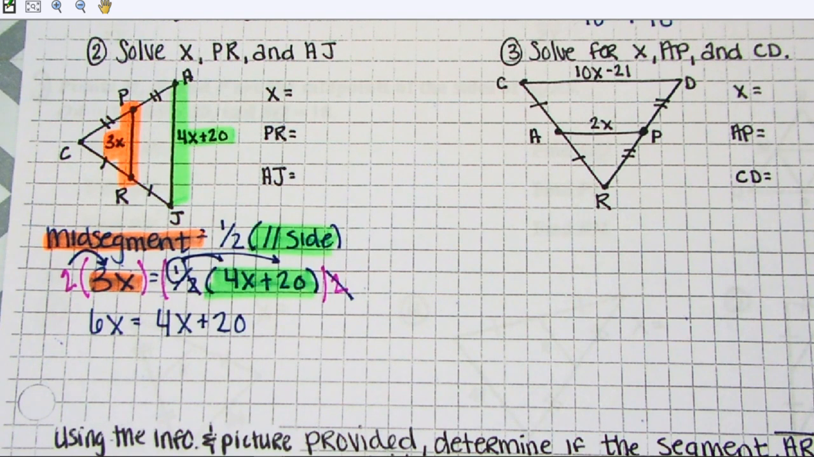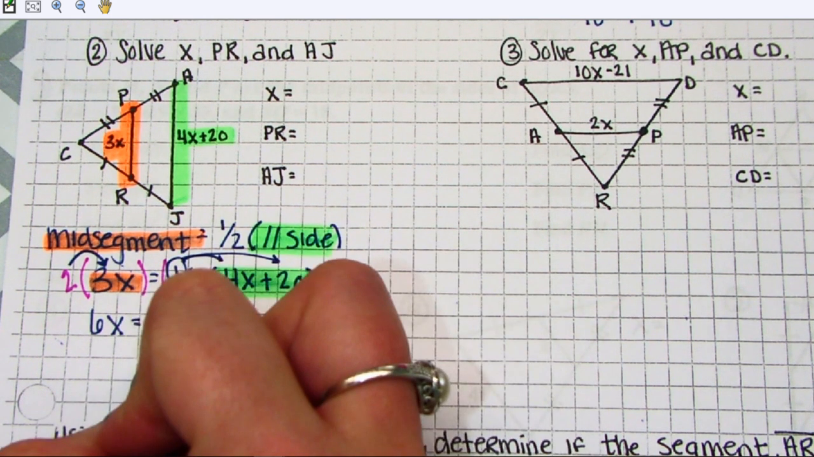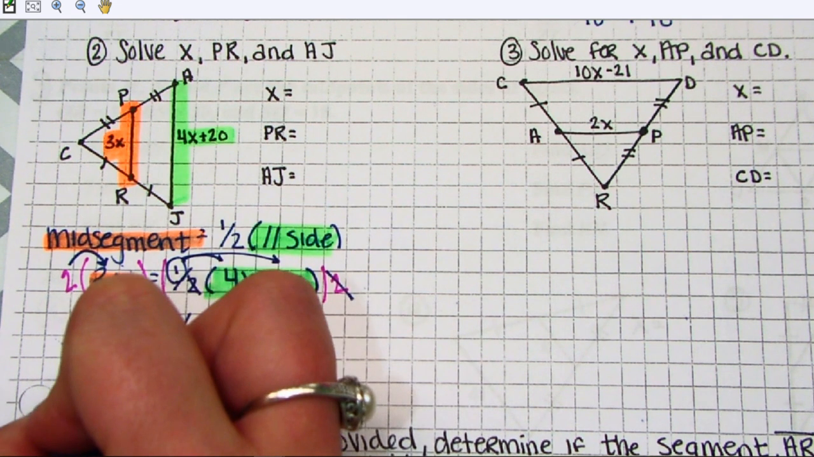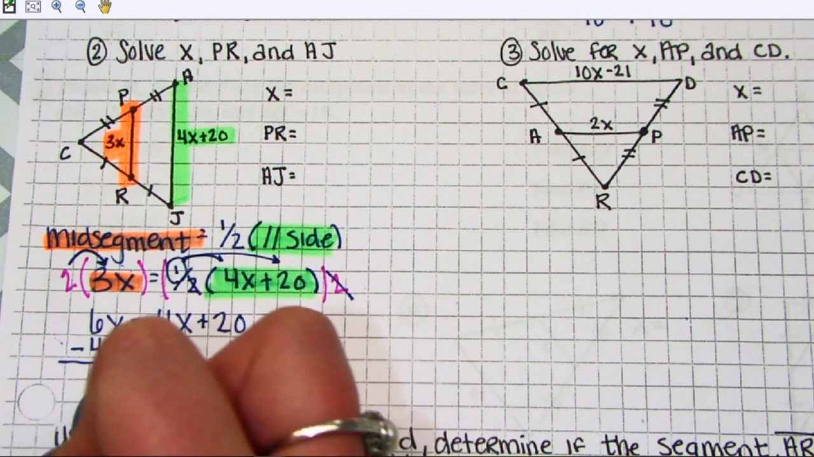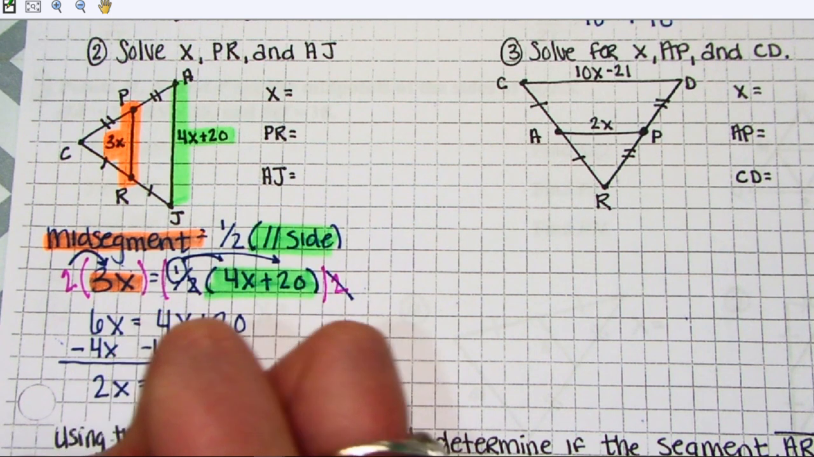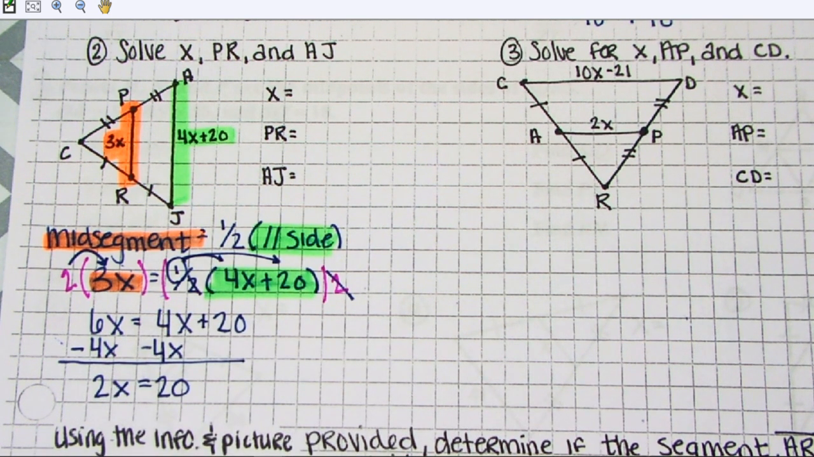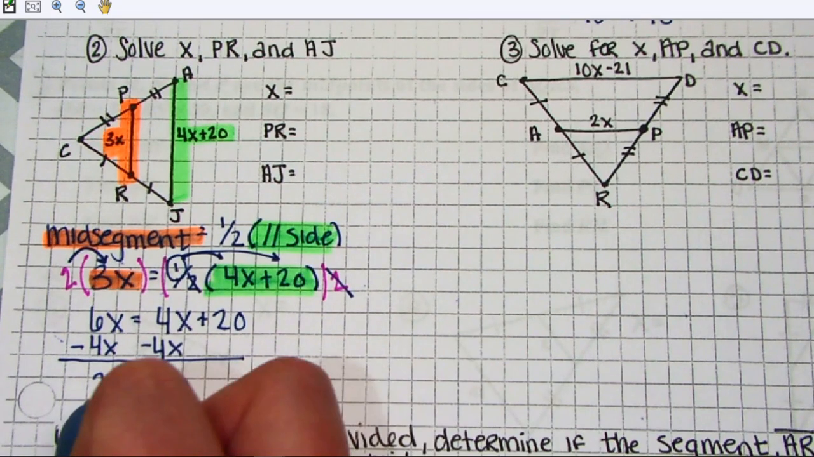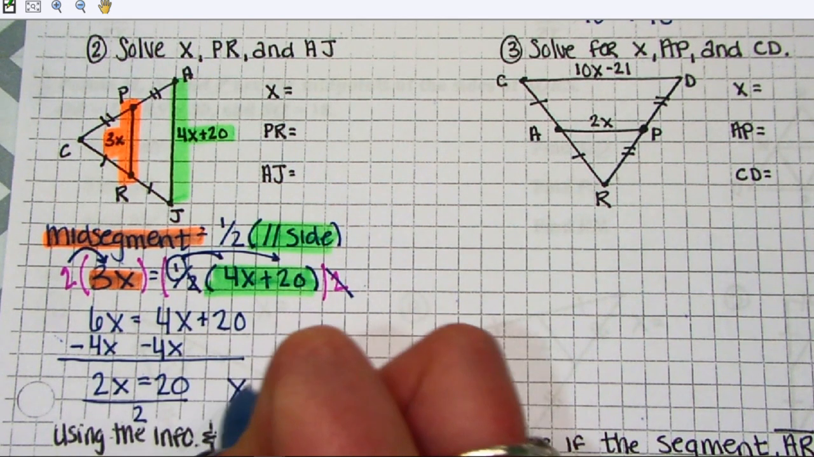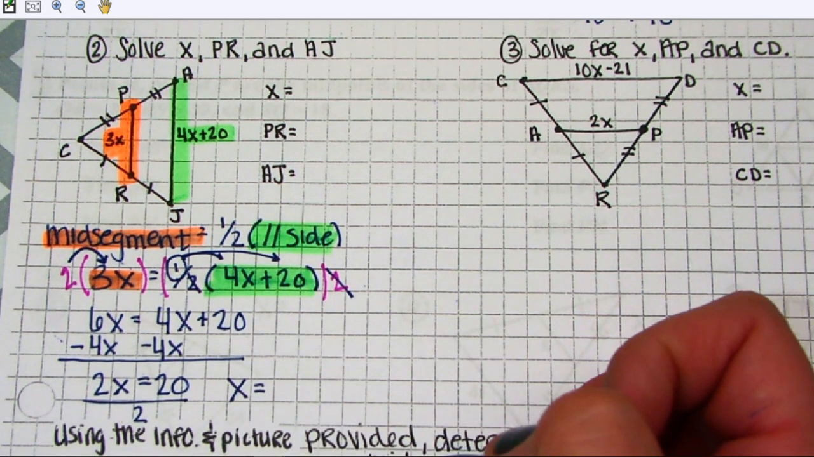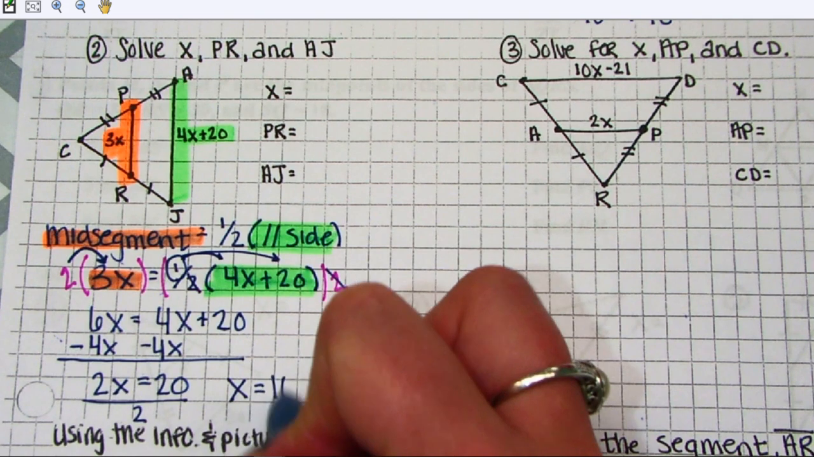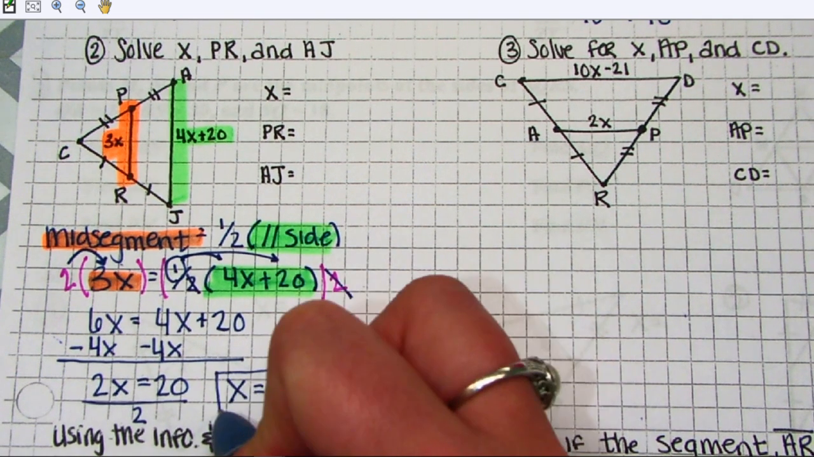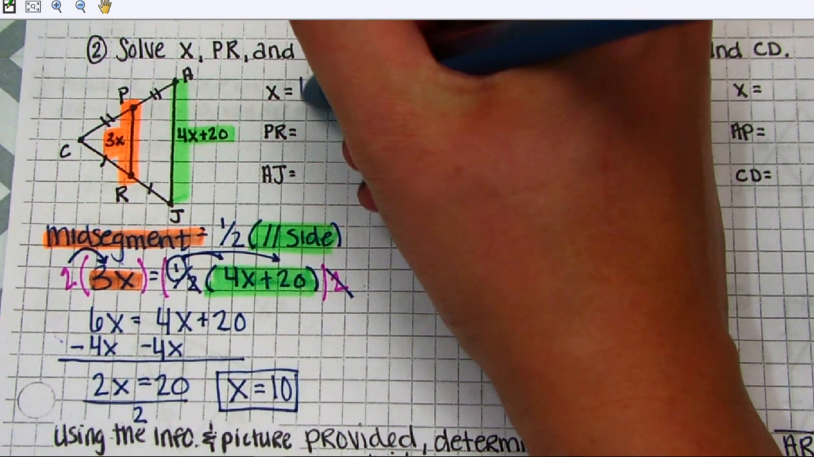Now how do we solve from here? We want to move the 4. 6 minus 4, we get 2x equals 20. Then what? When we divide by 2, what's our x value? 10. All right, so x is 10. So up here, I'm going to put 10.